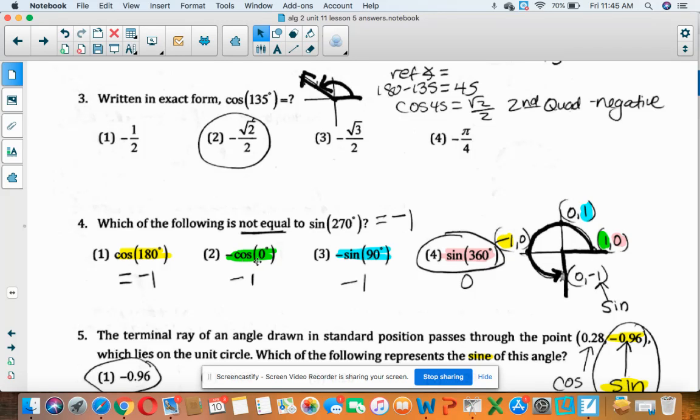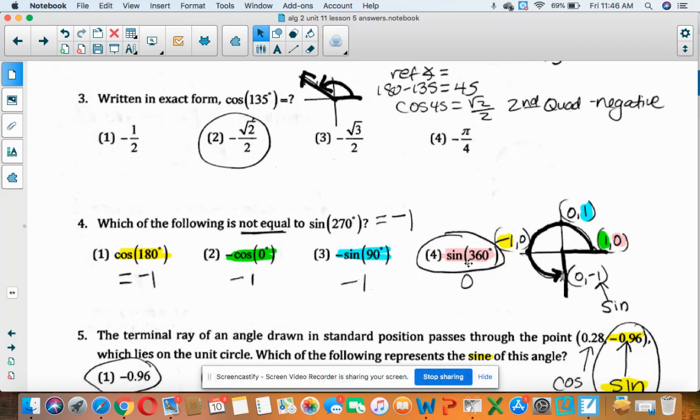In green, I have negative cosine of 0. So cosine of 0 is right here. Cosine is the x coordinate. It's 1, but I want to negate this, so it's negative 1. Negative sine of 90, sorry, is in blue. 90 degrees is right here. The sine is the y coordinate. It's 1, but it's negative sine of 90, so it's negative 1.